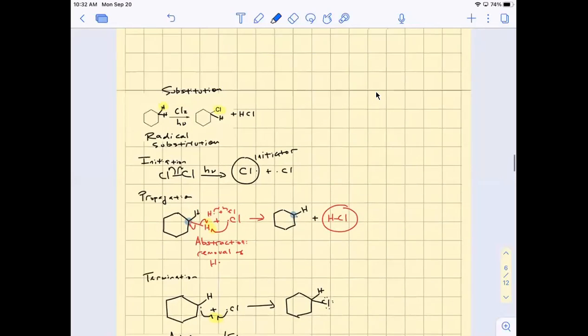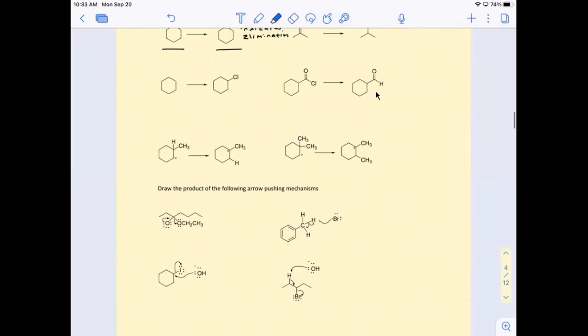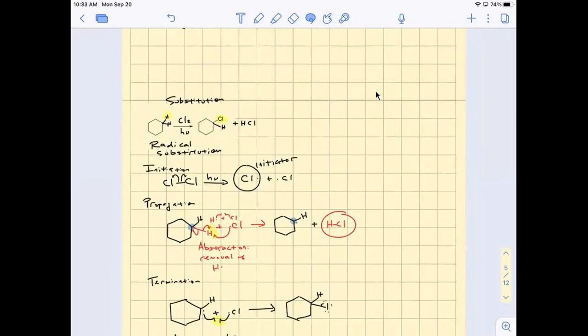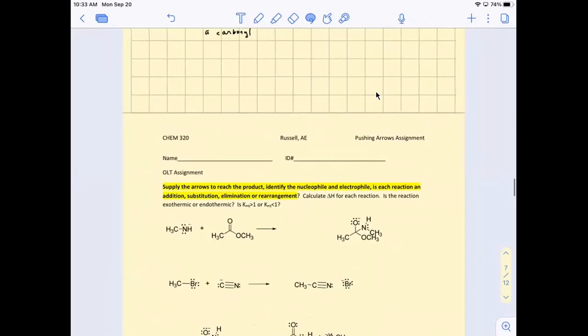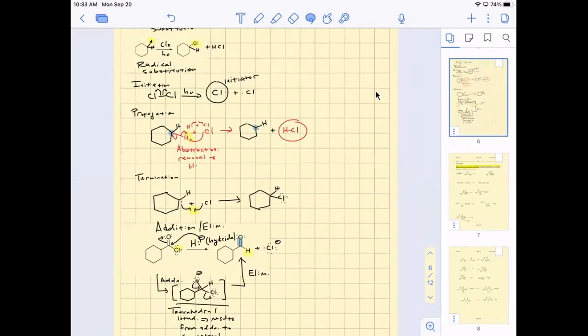All right. So let's go back and grab those last two examples right here. So we've looked at every reaction type: addition, elimination, substitution. The only one we haven't looked at is which one? Rearrangement. So let's look at these other two examples.